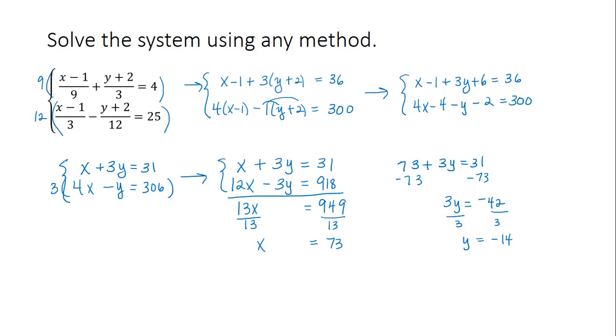So the solution of the system is the ordered pair 73, negative 14. If we're asked to write that in solution set notation, we put that ordered pair in the set brackets.